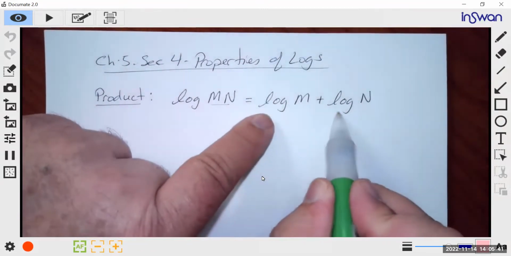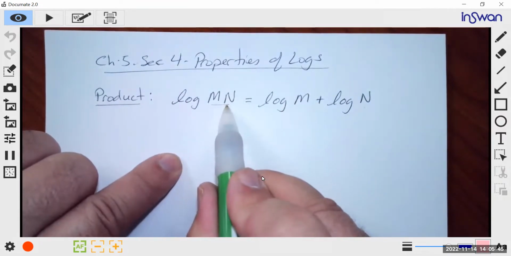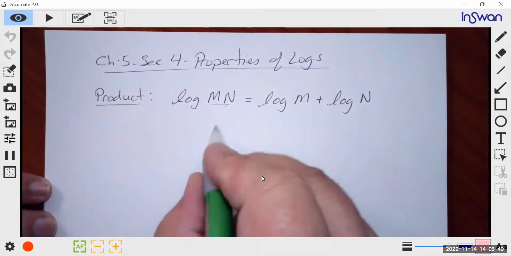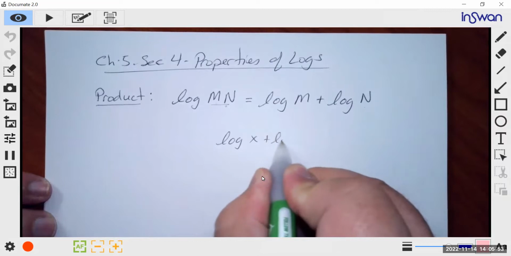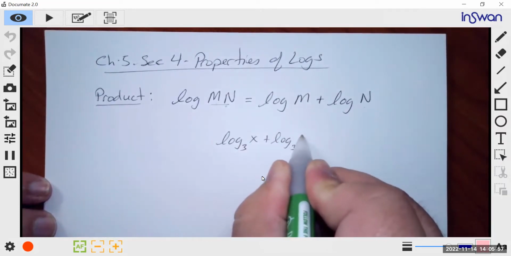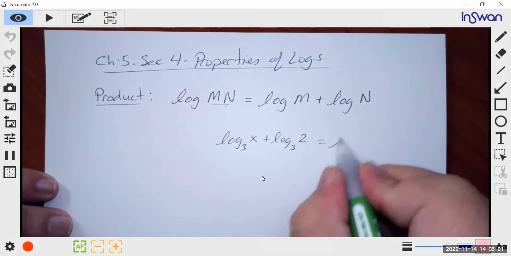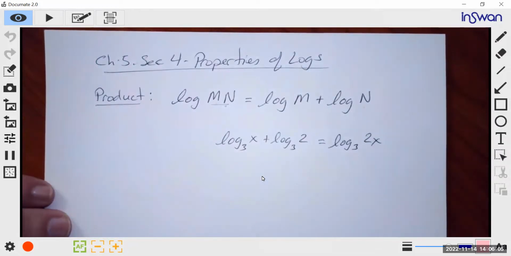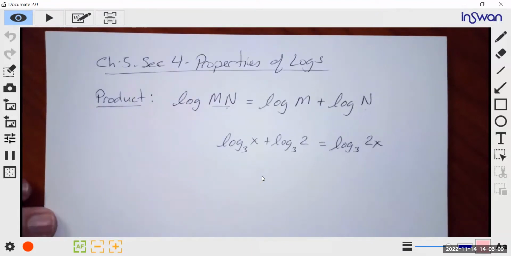Conversely, if I have logs with the same base and I have two things added, I can combine them and make them multiplication. In other words, if I had log base 3 of x plus log base 3 of 2, I can combine these as log base 3 of 2x. It means I can go both directions.